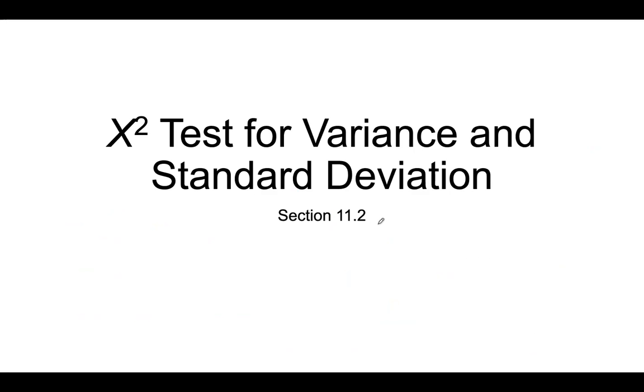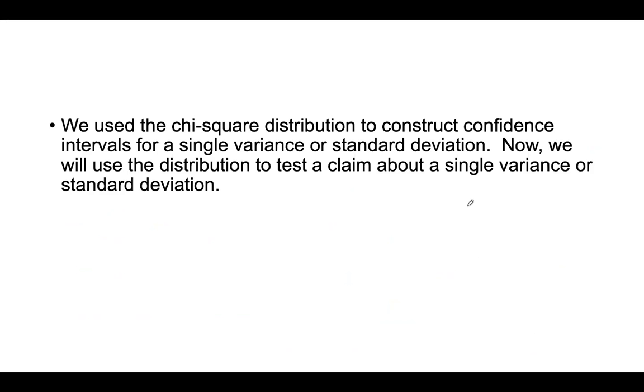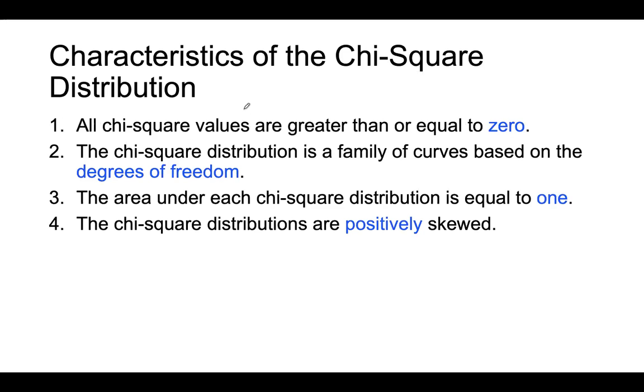So the chi-square test for variance and standard deviation. This is a bit of a repeat because we've done this before, just not with hypothesis testing. We used the chi-square distribution to construct confidence intervals for a single variance or standard deviation before. Now we use the distribution to test a claim about a single variance or standard deviation. So it's essentially what we've done before, a bit of a review.